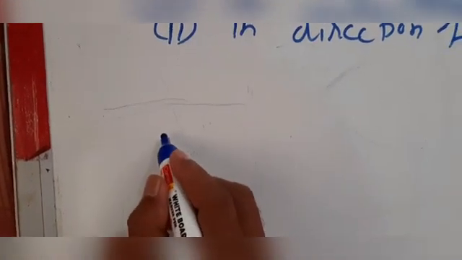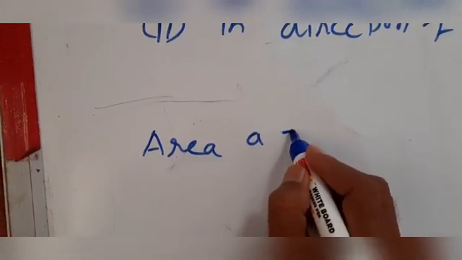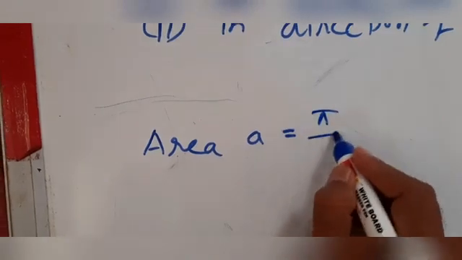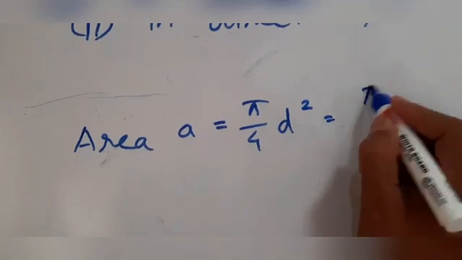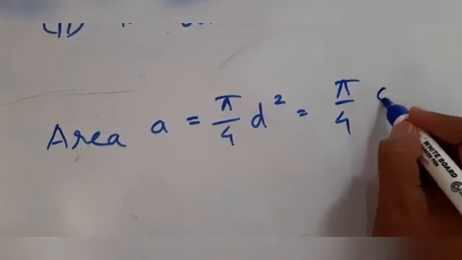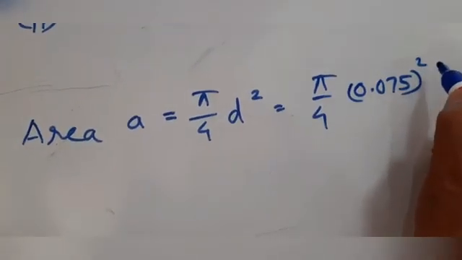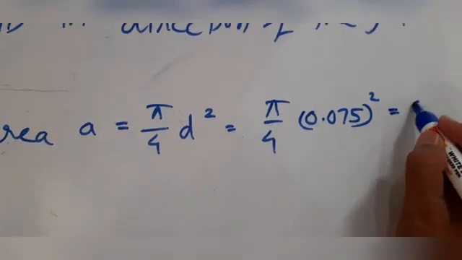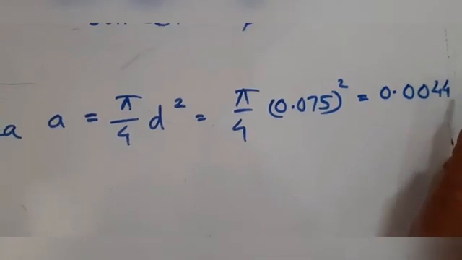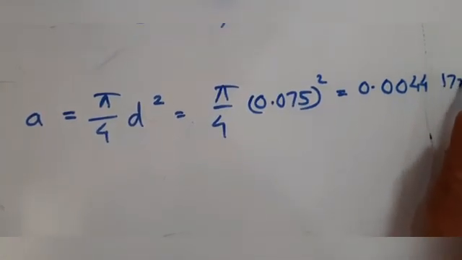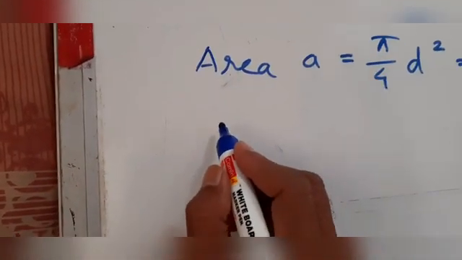So here we have to first calculate area A, that is equal to pi by 4 d square. Putting the values, pi by 4 into d, 0.075 meter square. This value comes 0.04417 meter square.